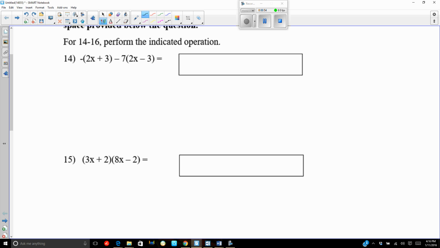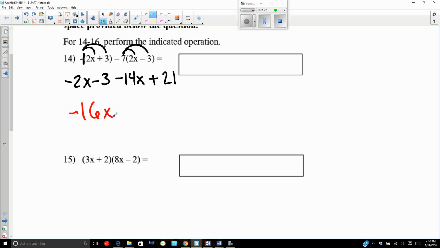So I'm going to distribute a -1 first into that first parenthesis. So what was 2x plus 3 now becomes -2x minus 3. Notice I've just dropped the parentheses. I'm going to do the same thing on the right side. I'm going to distribute a -7. So -7 times 2x is -14x, and -7 times -3 is +21. And finally, we're just going to combine like terms. So -2x minus 14x is -16x.